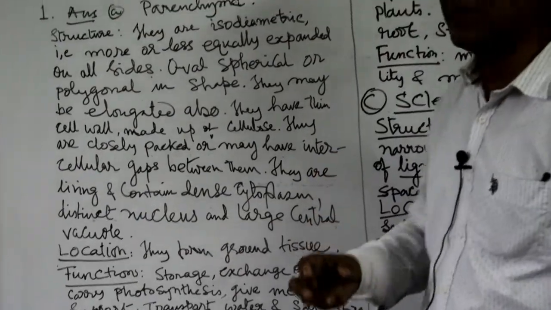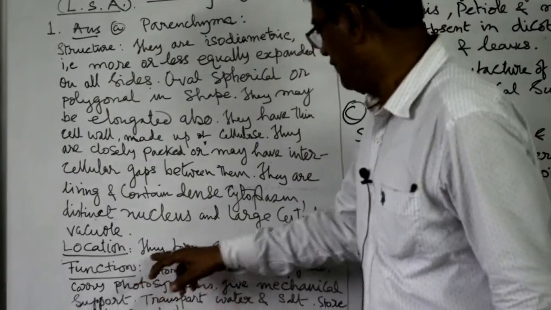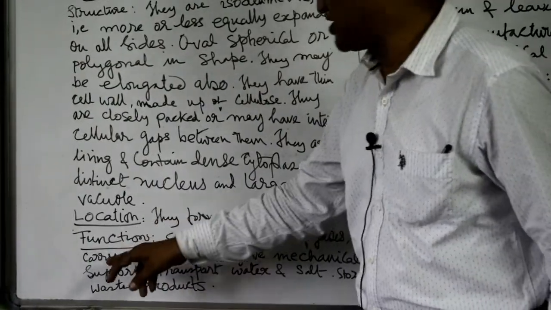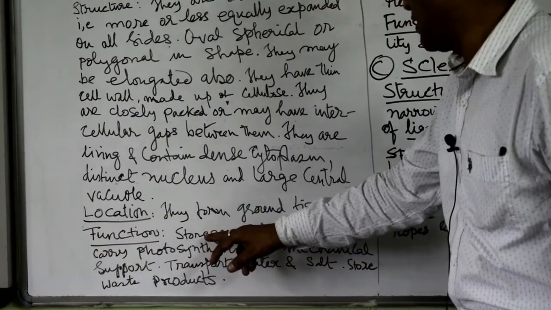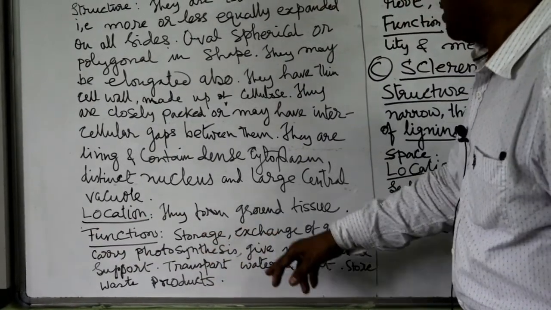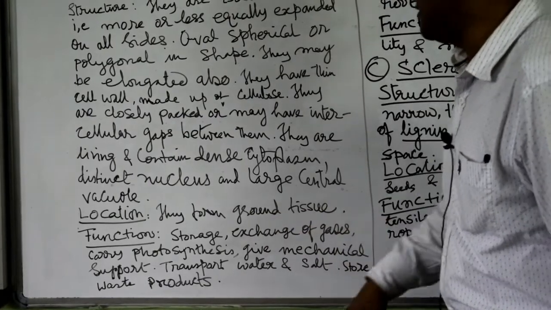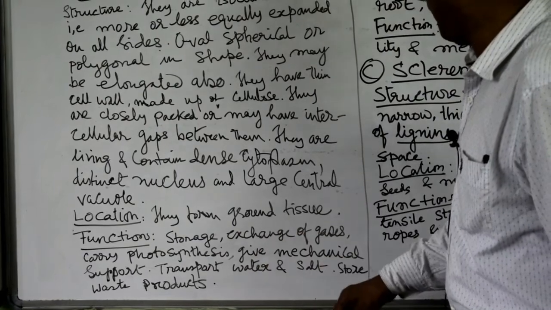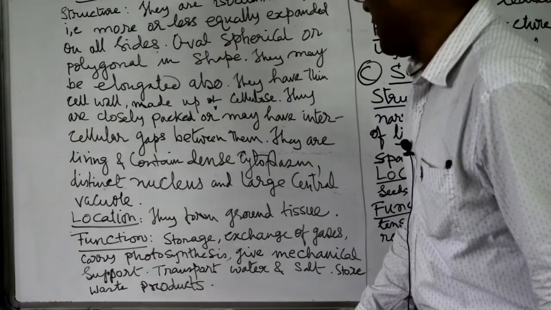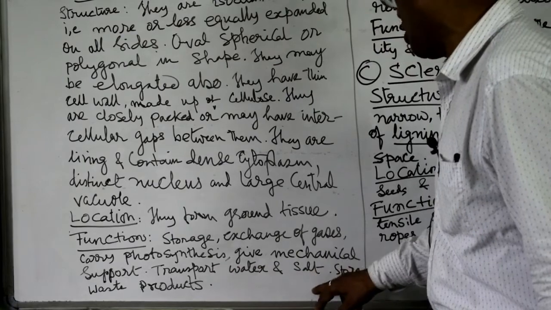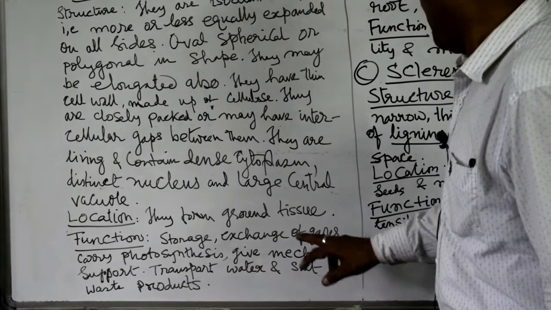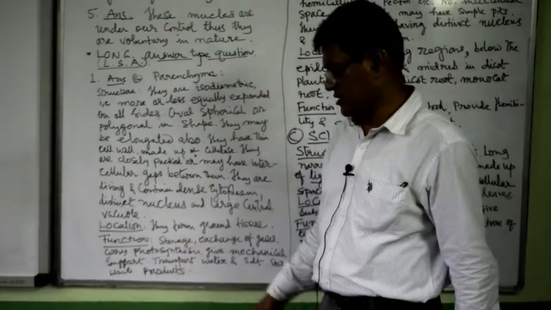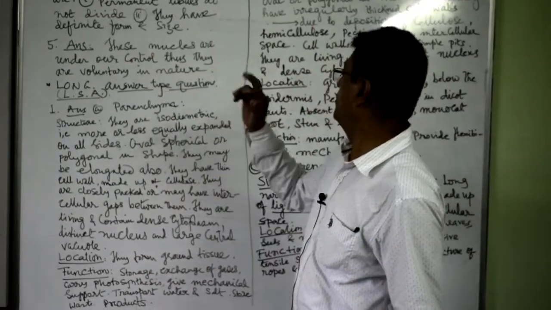Their location, that means where do we find them? They form ground tissue. Then their functions: storage of food, exchange of gases, carrying out photosynthesis, giving mechanical support, transport of water and salt, and storing waste products. That is for question number 1.